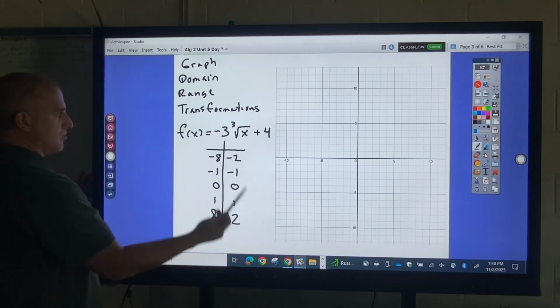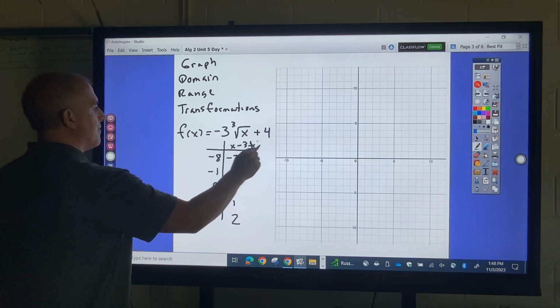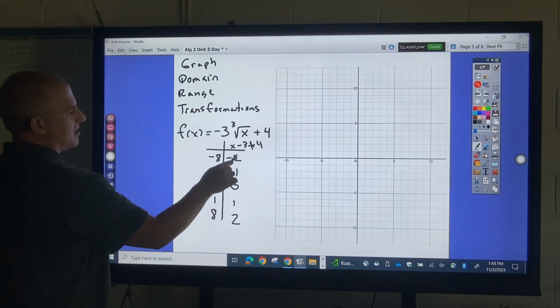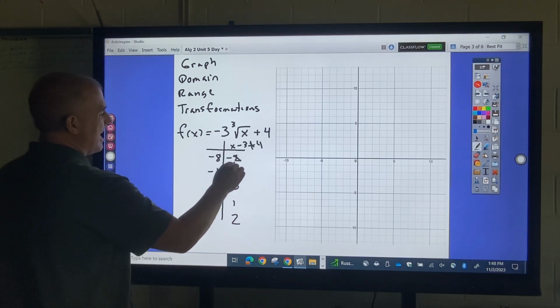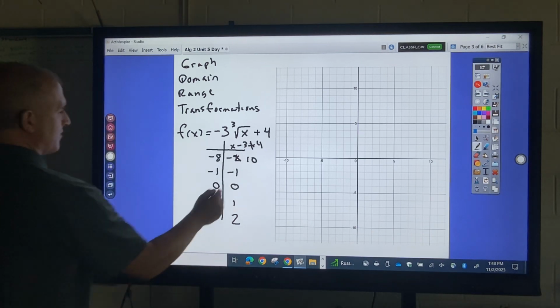My interval is still 0. What I'm going to do is multiply by -3, and add 4. So -3 times that would be 6, plus 4 would be 10. Then -1 times -3 would be 3, plus 4 would be 7.